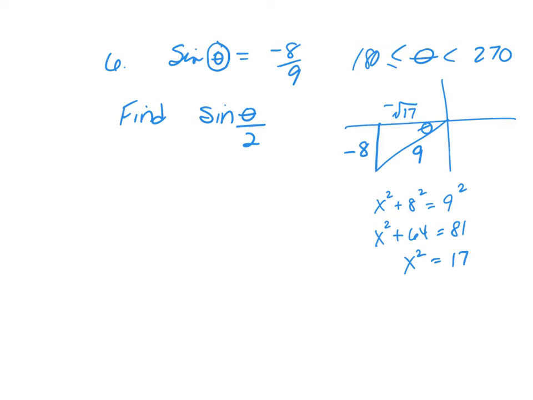They don't want us to find sine of theta. They want us to find sine of theta divided by 2. It's half of theta. So if an angle is in the third quadrant, its half is going to be up here in the second quadrant, because if you divide any angle in the third quadrant by 2, you get an angle in the second quadrant. Got it? So if I'm looking for sine of an angle in the second quadrant, what's the sign, positive or negative? Positive. So we know our answer is going to be positive.